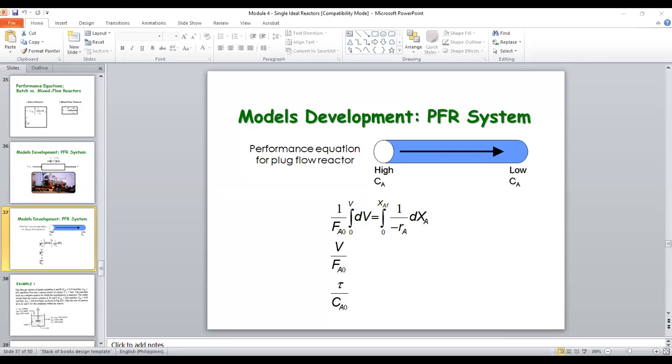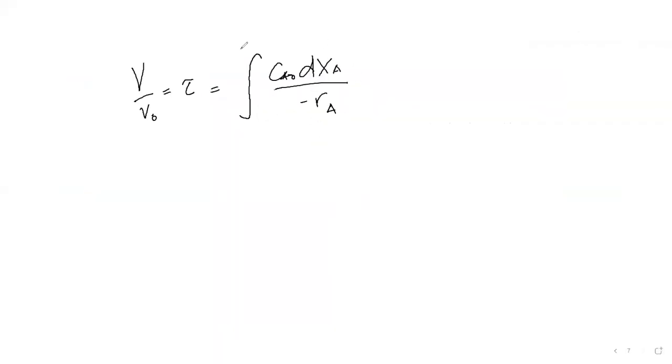This is part of the slide that we're now discussing for the problem. So tau over CAO would be your capital V over V sub O. The CAO was written here, but you can place it here because anyhow it's a constant. So that would leave you to integrate the dXA over RA part. Okay? That's the one I showed you a while ago. So I'll go back to our whiteboard so you can recall. That's our performance equation for our plug flow reactor.